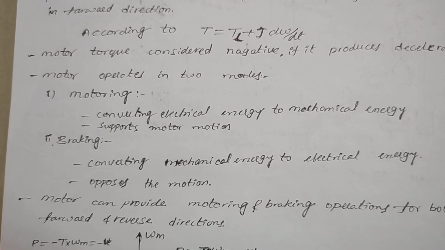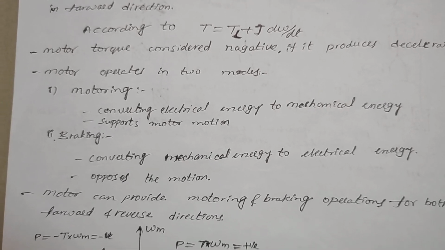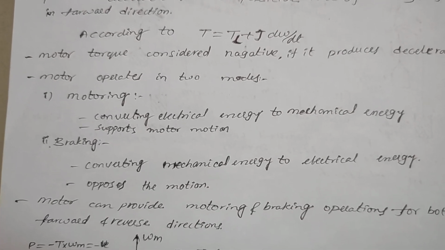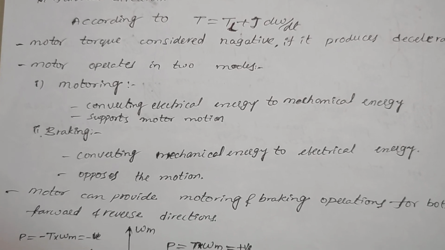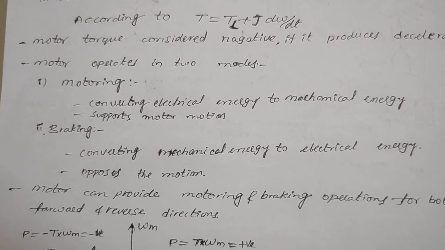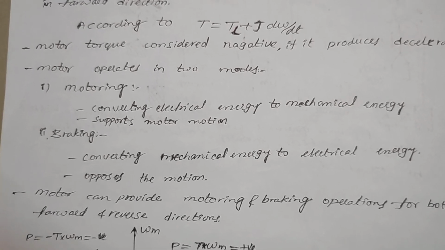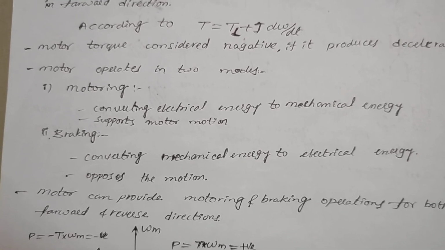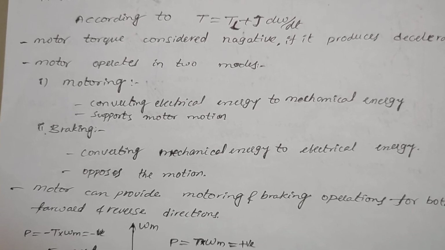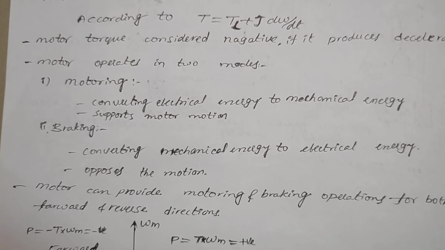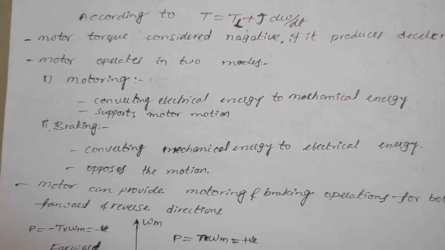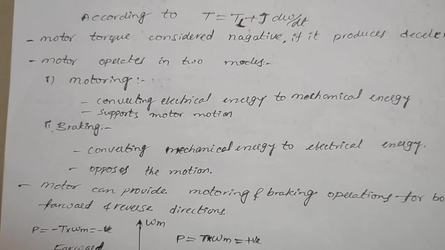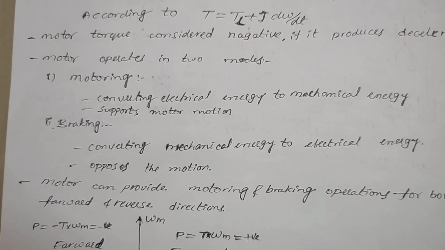Another type of operation is braking operation. Here, in braking operation, the mechanical energy is converted into the electrical energy. It opposes the motion, because braking means it needs to stop the motor rotation or motor motion. That's why it opposes the motion.